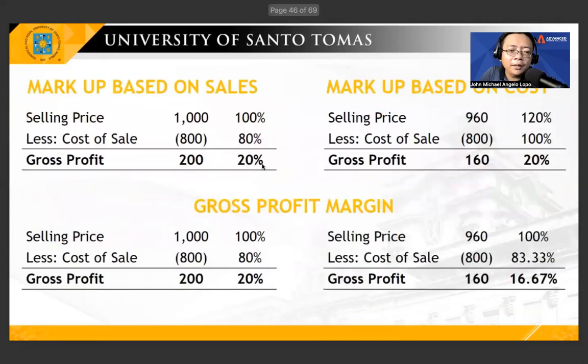Ayan. So markup on sales, if you notice, if you have 1,000 less 800, you have 200. So you have 1,000, 800, you have 20%. Parang same lang naman siya, no? Magkakaiba lang siya in this one, no? Markup on cost, so ito ay 100%. Times by 1.20, you have 960, you have 20%. Ito, same lang class, no? Sa markup on sales, okay?